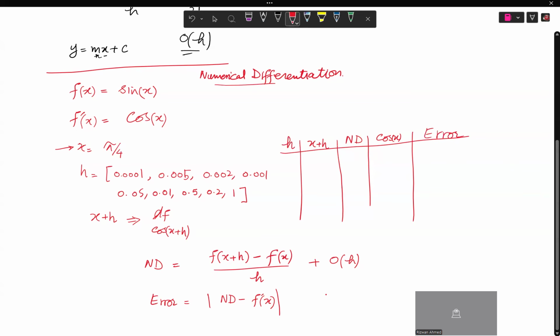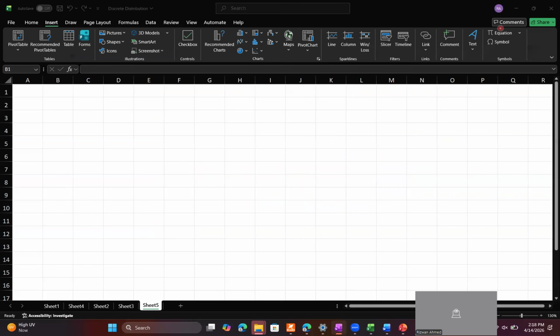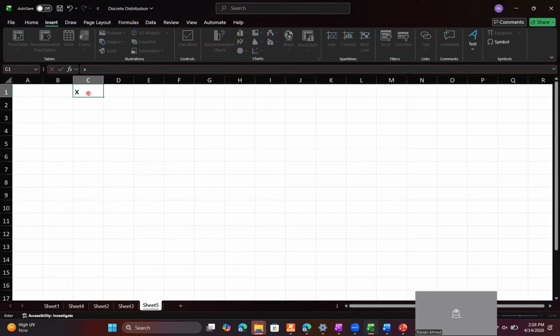So I open an Excel sheet. So let's take the x value, and I use the best value which is available from Microsoft Excel, the pi value, pi. So it returns the value of pi. Oh, it is very interesting information. Pi returns the value of pi accurate to 15 digits. So it's a double precision calculation. So pi divided by 4.